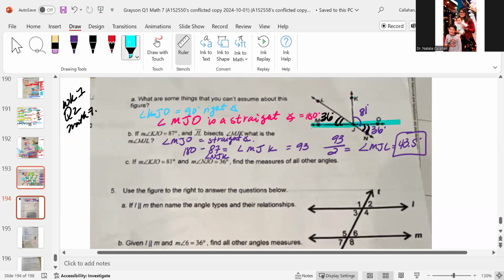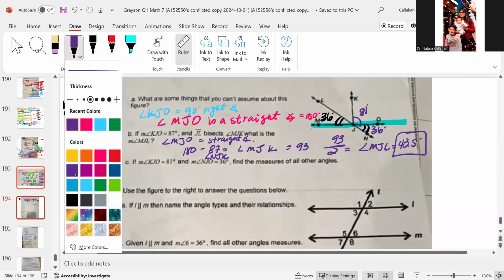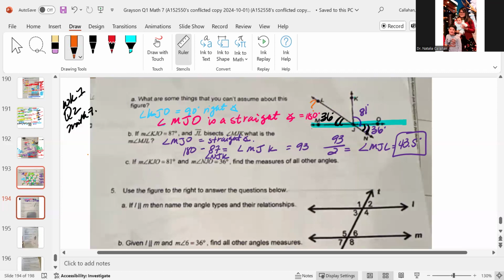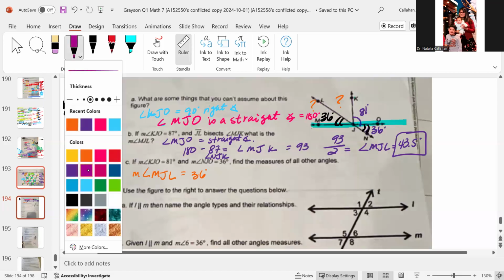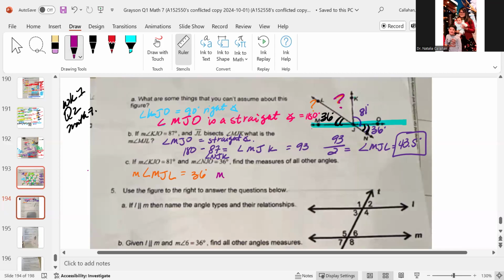You know that this right here is a straight angle, right? So one of the angles that we need to figure out is this angle here. What's the measurement of angle MJL? It is equal to 36 degrees. Another angle is this angle right here. That angle LJK is equal to the straight angle, 180 minus 36 minus 81. So subtract that. That'll give you that angle.